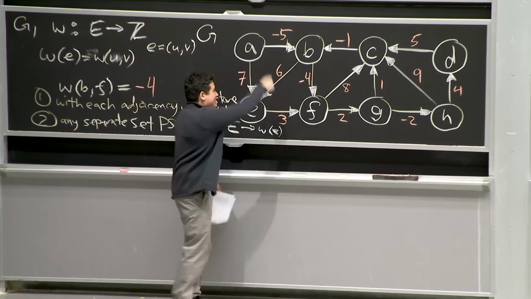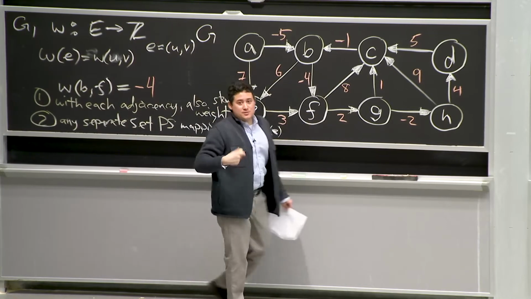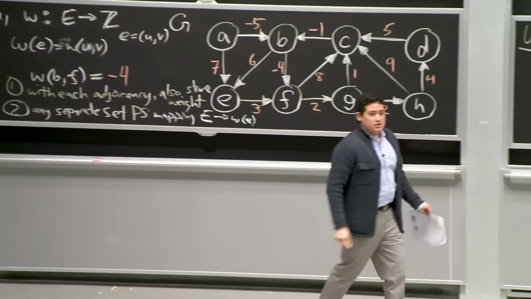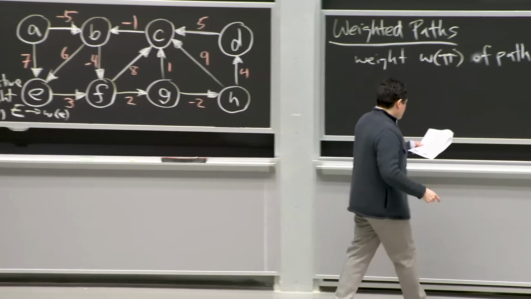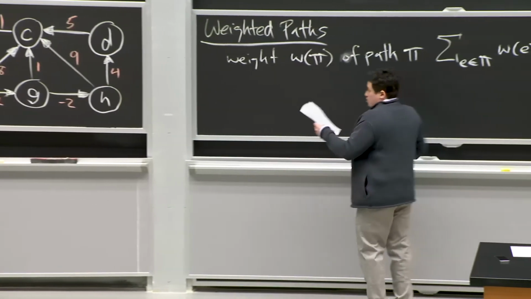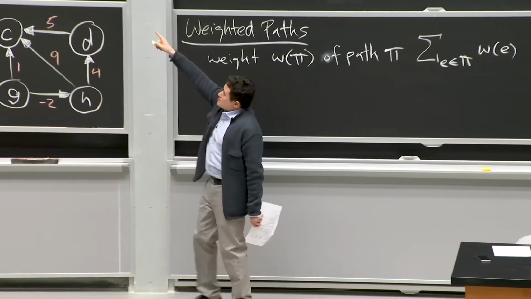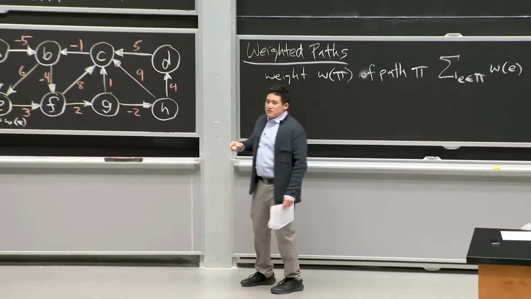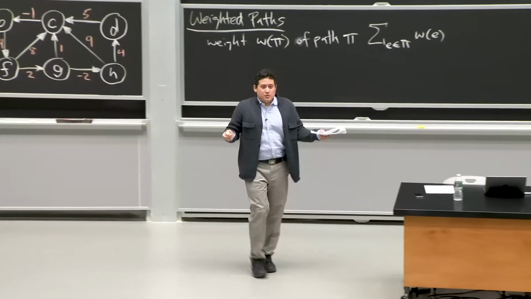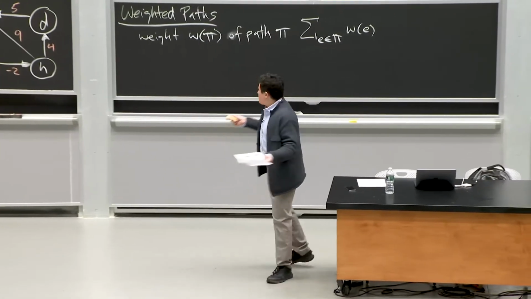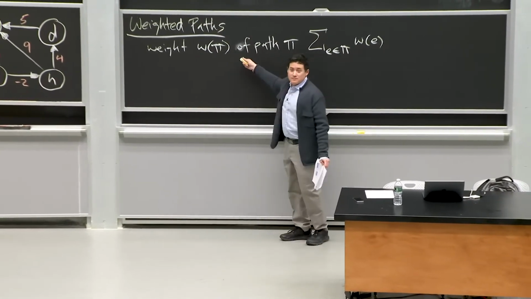That's going to be minus 9 plus 2 is minus 7, right? Okay, so just as an example. So then, what is the shortest path? Well, kind of obviously among all paths between two vertices, it's going to be the one with the minimum weight, right?